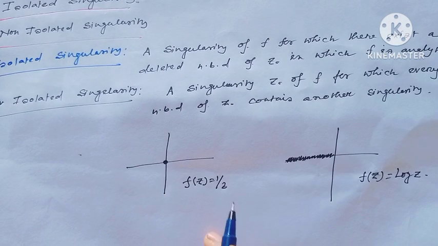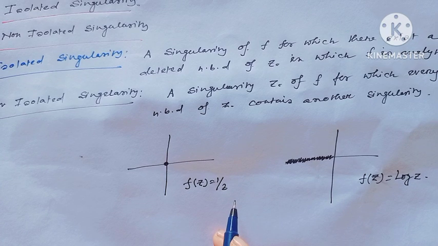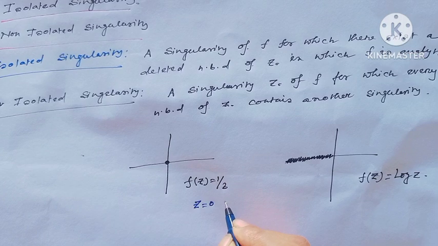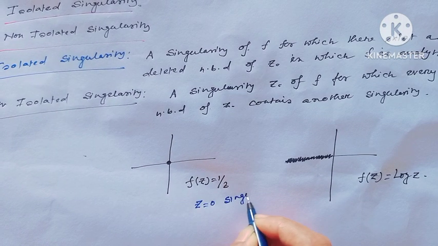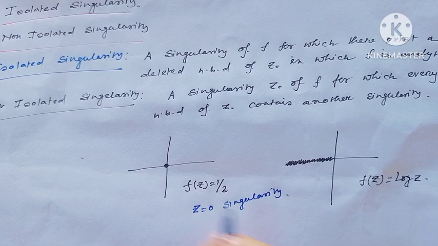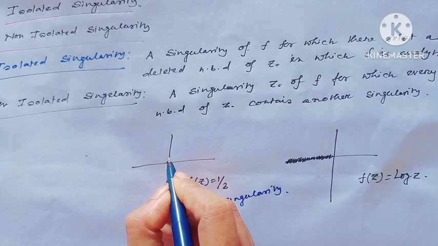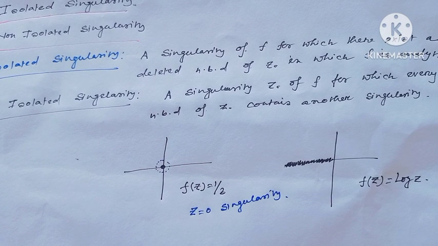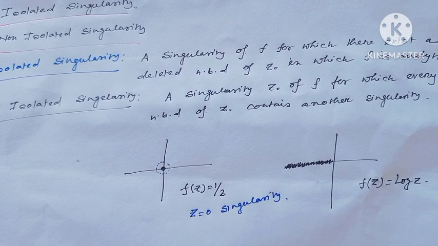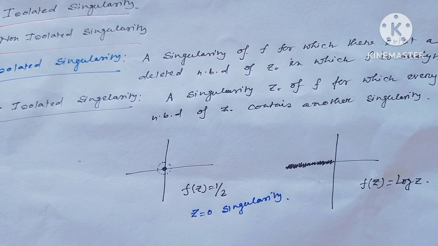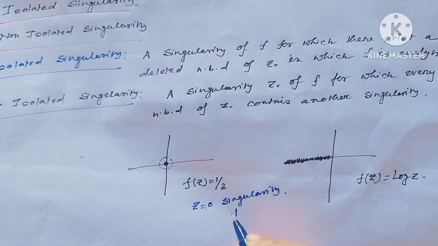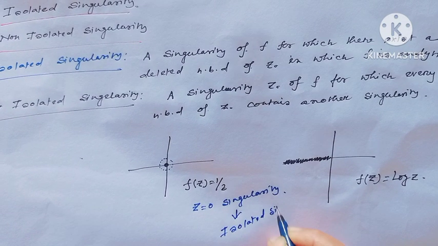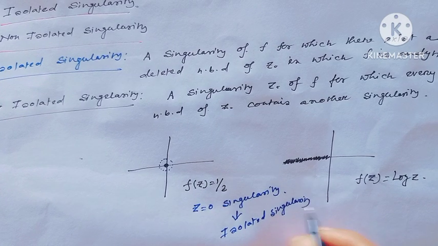As for example, f(z) equal to 1 over z. We all know at the point z equal to 0 the function is not defined. So z equal to 0 is a singularity. But this singularity is an isolated singularity because if we draw any neighborhood, of any radius, always without this point the function is analytic. So z equal to 0 is an isolated singularity. I hope all my viewers have understood what an isolated singularity is.